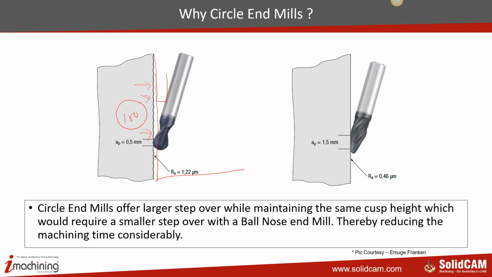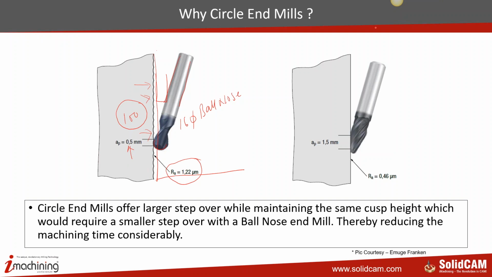So in order to avoid that, sometimes we resort to ball nose tools. But the problem with a ball nose tool is that even if I tilt it, it will still be on the ball profile. Let's assume this was a 16 diameter ball nose tool. To generate a scallop or cusp height of, let's say, even 0.005, it would need a step down of about 0.5 millimeter.